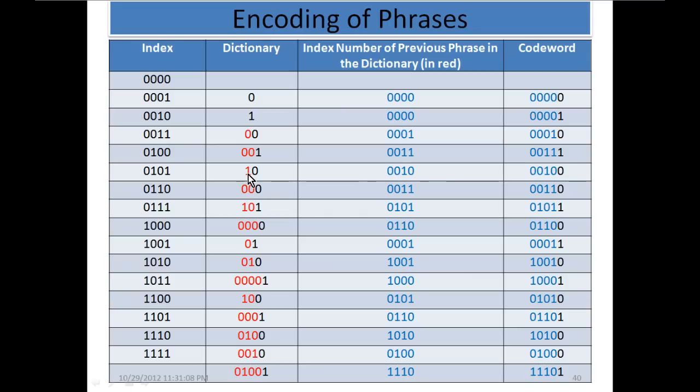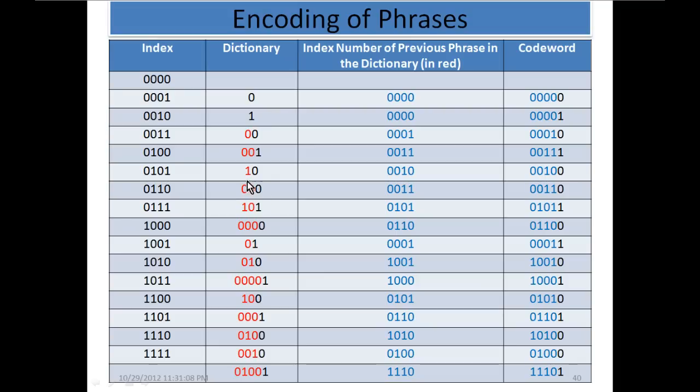Now 10 is received, then this 1 is already there in the dictionary at location number 0010 in the index, and instead of transmitting 1, we simply write its index number, which is 0010, and it is concatenated with this new bit 0, so the code word is 00100. By the way, as you can see, this corresponds to decimal 1, 2, 3, 4, 5, 6, 7, 8, 9, 10, 11, 12, 13, 14 and 15.